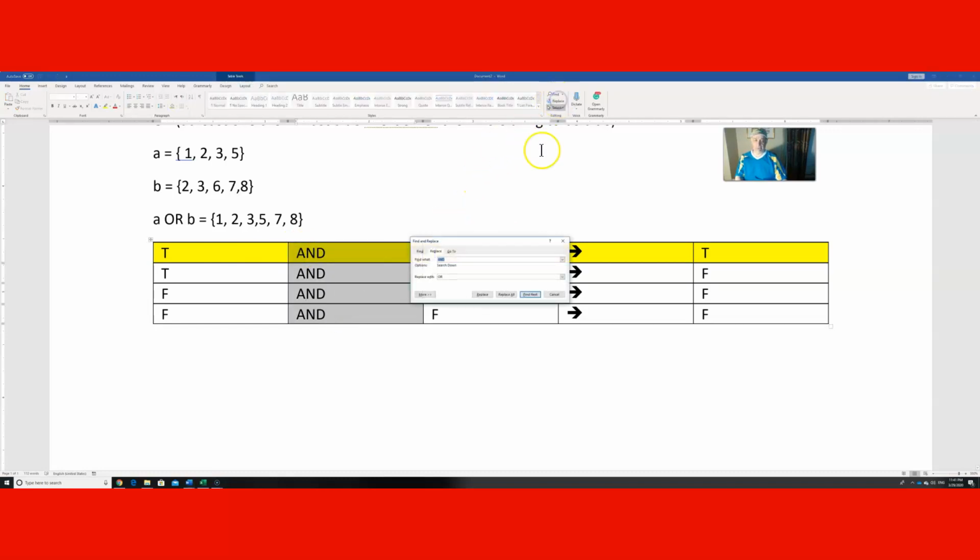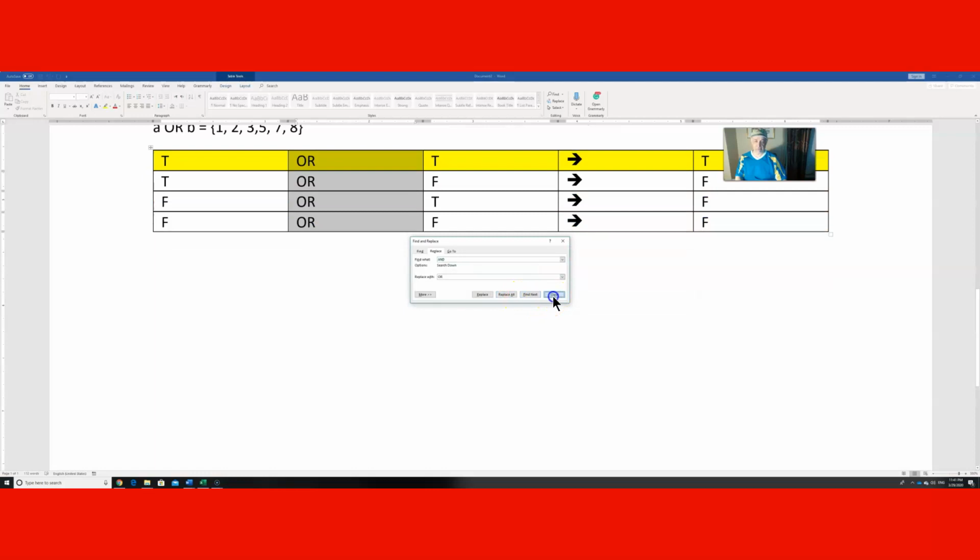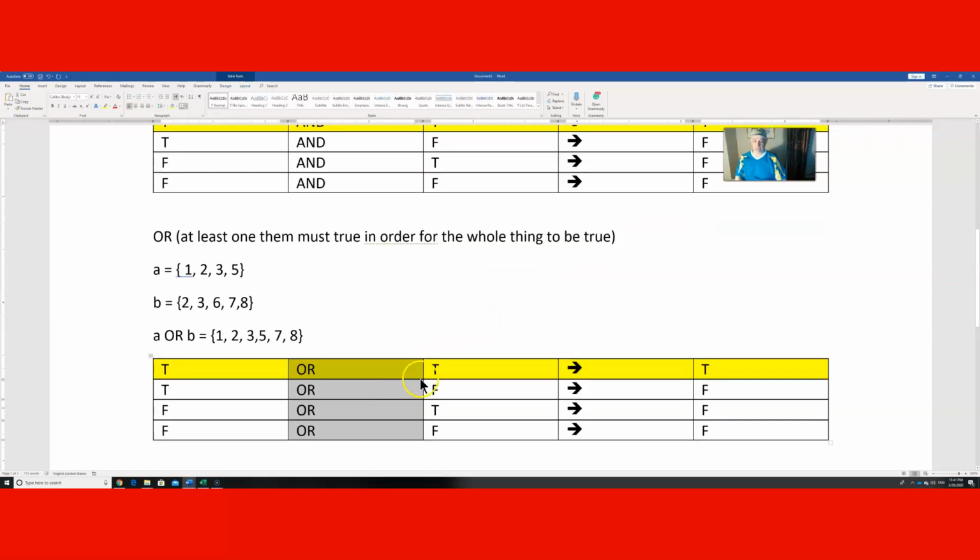I could go ahead and replace only this part with OR, and not go any farther with the replacement. Only this is what I want. So true or true, since both are true, and I need at least one of them to be true for the whole thing to be true, this is true. True or false is going to be true.